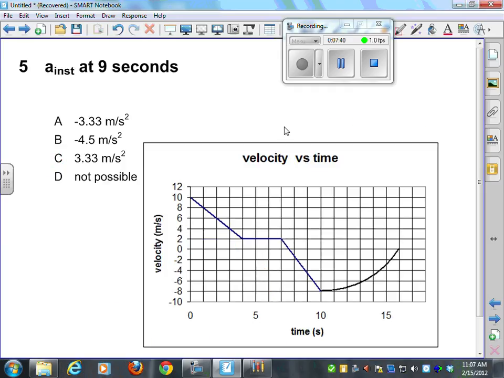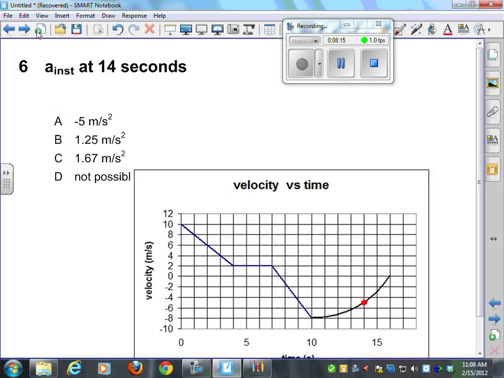5, a inst at 9 seconds. 9 seconds, so right there. So a inst, we're talking about the acceleration at that instant. So it's the slope. It's a straight line, so you simply find the slope of the line, right? So that's going to be minus 8 subtract 2, which is minus 10. And we're going from 7 to 10, that's a distance of 3, so minus 10 over 3, or minus 3.3. Right? All coming back to you now? Yes, I just can't read good.